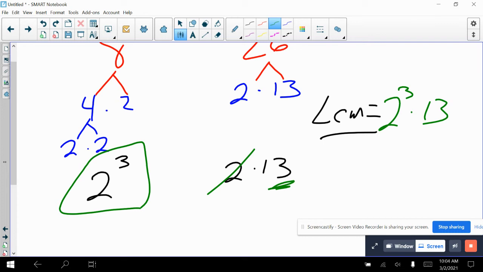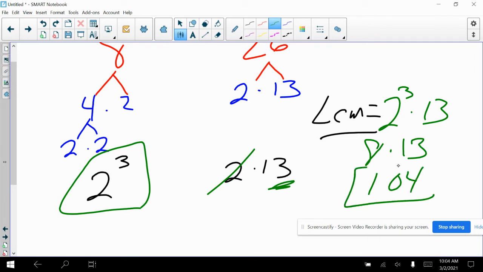Does that make sense? All right, so 2 to the third power is what? 8 times 13. That is correct. Very good. The smallest number that 8 and 26 go into evenly is 104. See how that's not a small number, right?